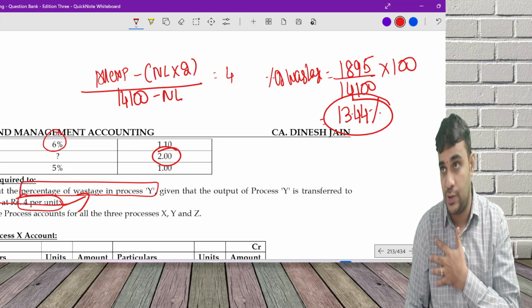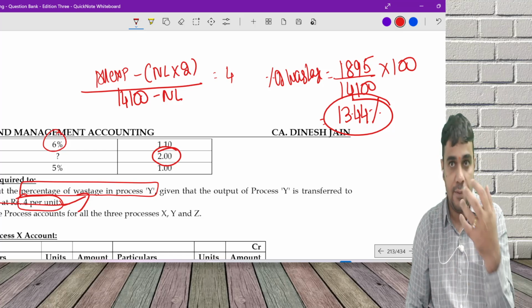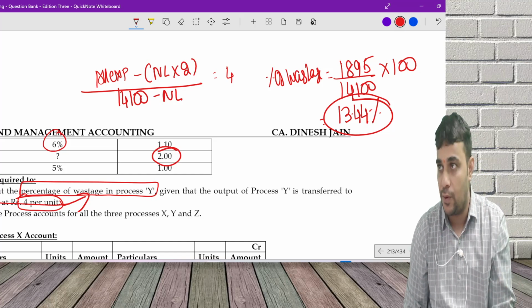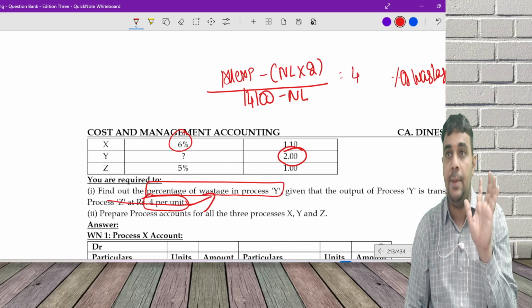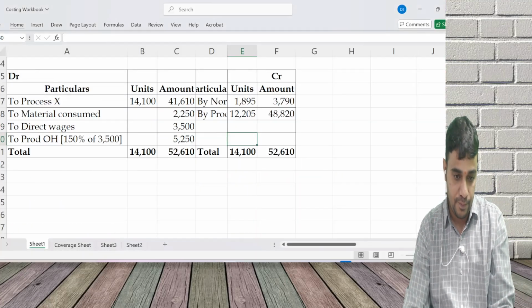I have done the input-output statement. You have to do the debit side, get the cost per good unit, the value of abnormal gain, and the FG stock account. I'm giving you 4-5 minutes to do process Z. Any doubts till process Y? Do process Z. 4 minutes for you.